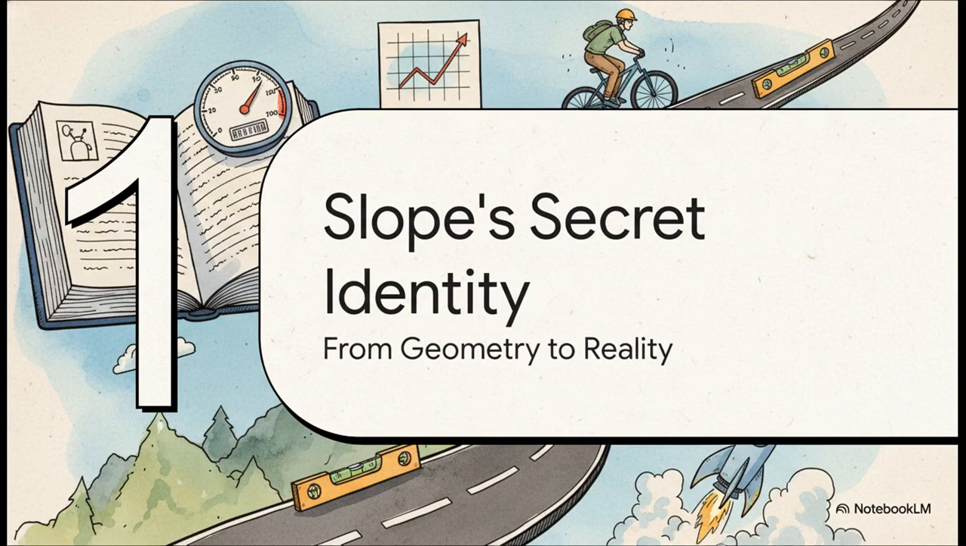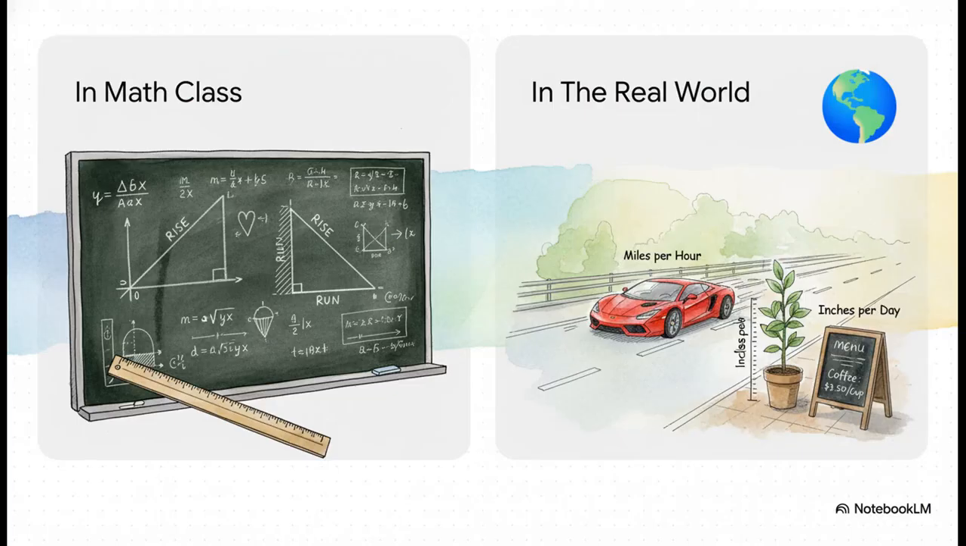Because as soon as you step out of the classroom and into the real world, slope puts on a new costume and gets a much more powerful name and a much more important job. In math class, we call it slope, and it's all about how steep a line is on a graph. It's kind of abstract, but in the real world, in physics, in finance, even when you're just driving your car, it's called a rate of change. It's the exact same math, but suddenly it has a whole new layer of meaning.